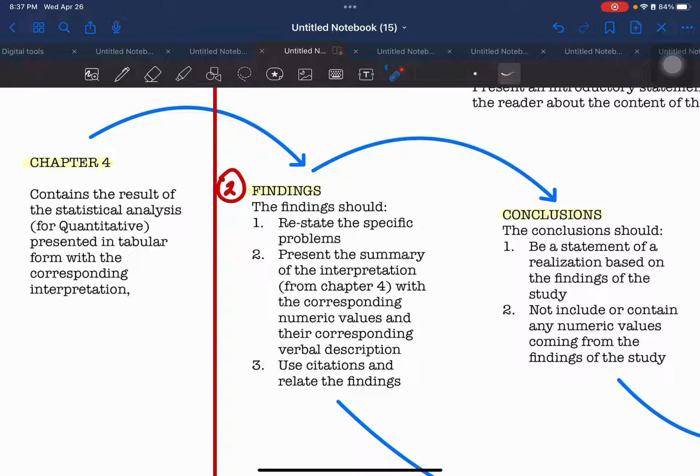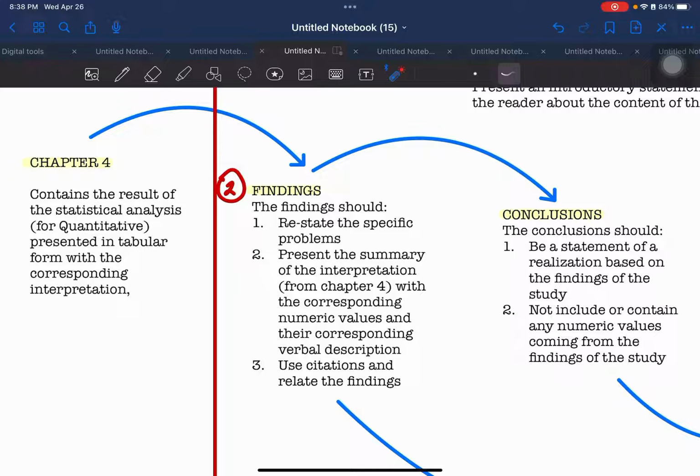Chapter 4 contains the result of the statistical analysis if you use the quantitative method. Okay? So if you use the quantitative method, you will implement a statistical formula, statistical analysis, and then you will be presenting tables in chapter 4, and then immediately after the table, it will come with the corresponding interpretation or narrative interpretation of that table.